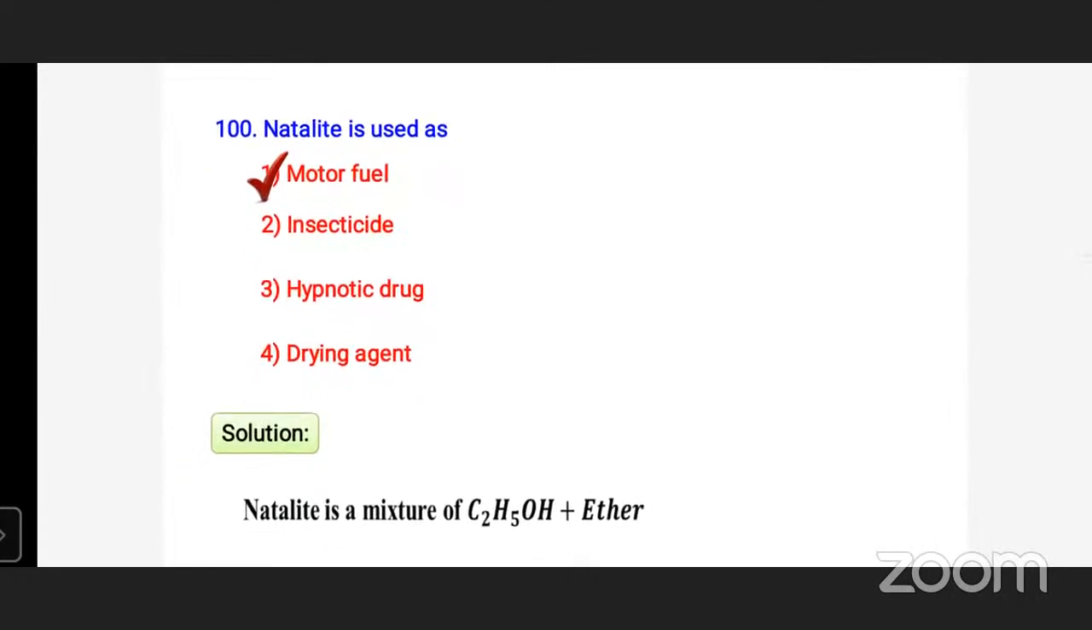Natalite is used as motor fuel, insecticide, hypnotic drugs, and dyeing agent. Natalite is a mixture of ethyl alcohol and ether, so it is used as motor fuel, that is, in running automobiles. So this is today's topic: ethyl alcohol preparation, its properties and uses.